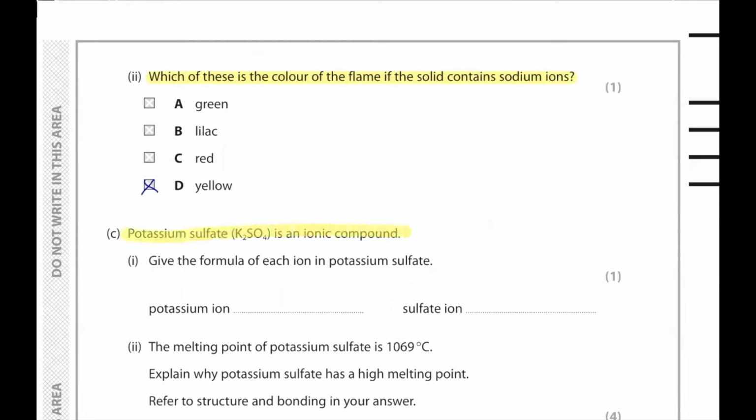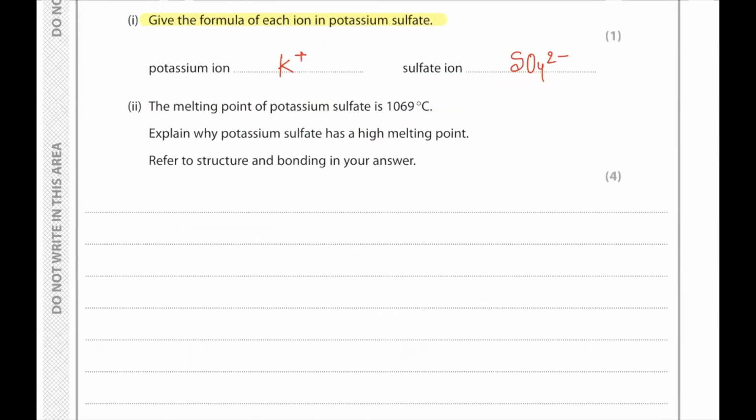Potassium sulfate is an ionic compound. Give the formula of each ion in potassium sulfate. So potassium ion is K+ and sulfate ion is SO4 2-. Next question. Part 2. The melting point of potassium sulfate is 1069 degrees Celsius.